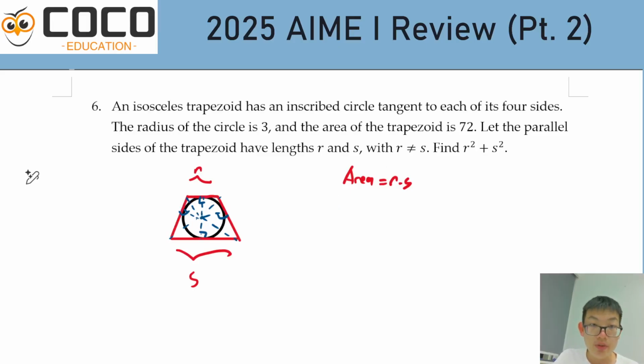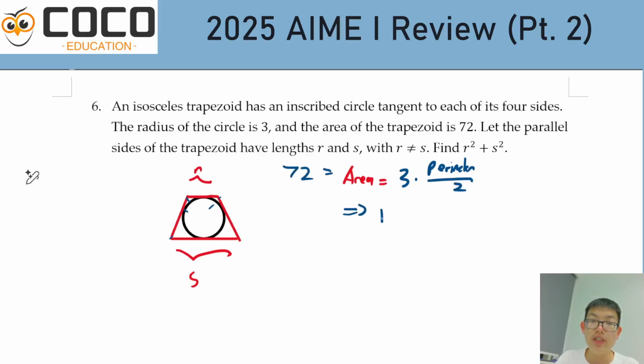So like I said, I don't want to use R and S because that is going to pose me a bit of overloaded variables. So I'm just going to say that the area is equal to 3 times the perimeter over 2, which means that the perimeter is 48. So that means that I've kind of used the area already.